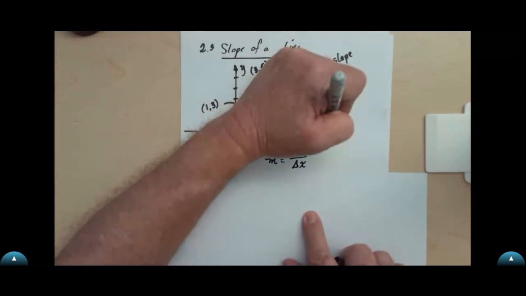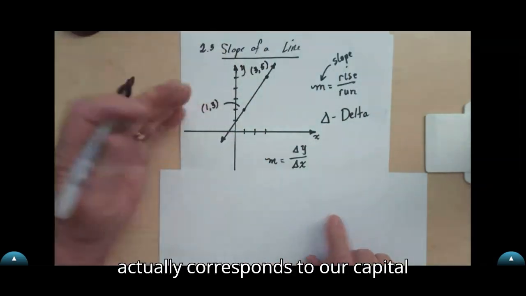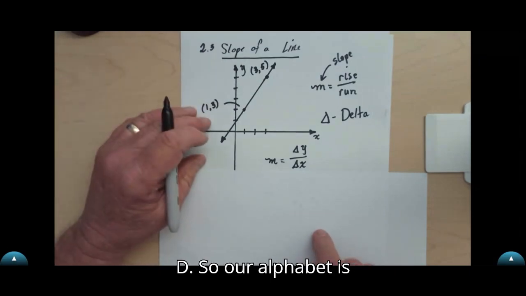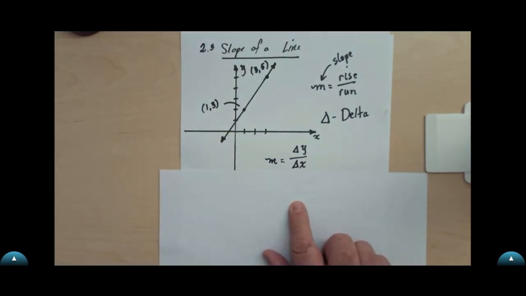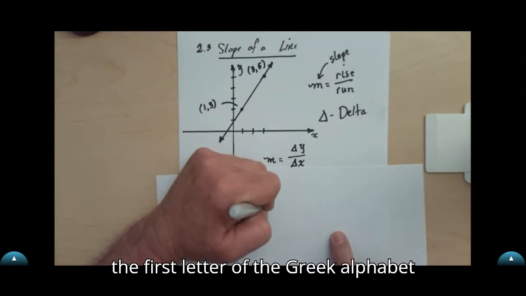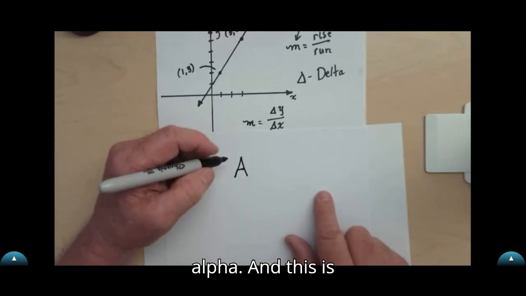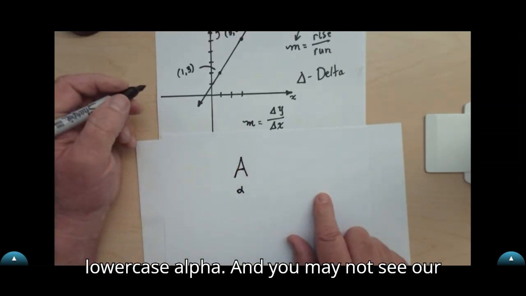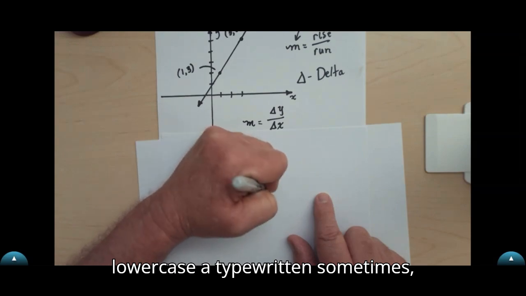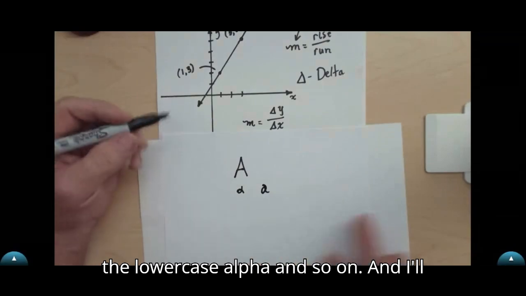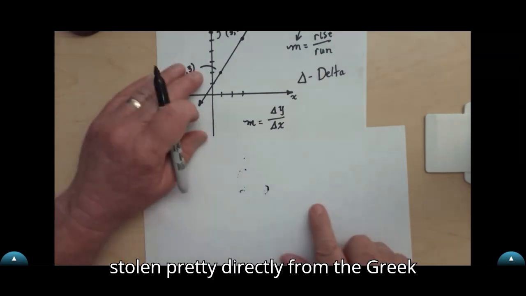And so this is like a triangle, Y over triangle X. That triangle is the Greek letter capital delta, and it actually corresponds to our capital D. Our alphabet is stolen pretty much straight from the Greek alphabet. The first letter of the Greek alphabet is alpha, and that's capital alpha, and this is lowercase alpha. You may not see our lowercase letter a in that, but it's in it, because if you think about how you see lowercase a typewritten sometimes, that's taken from the lowercase alpha. I'll not go too far into that because we're behind in this course, but our alphabet is stolen pretty directly from the Greek alphabet.